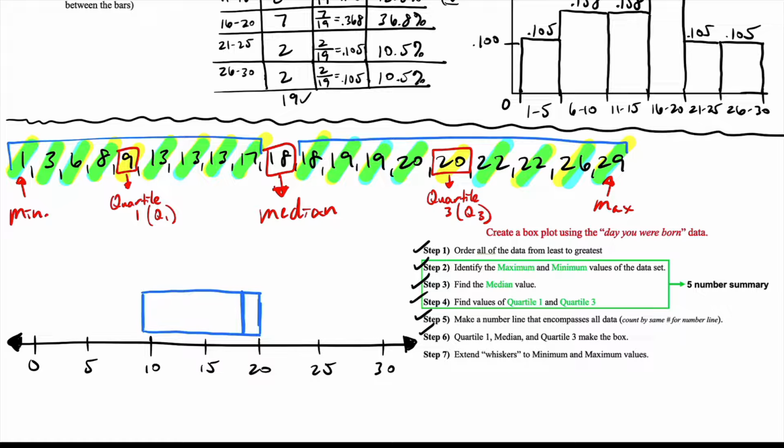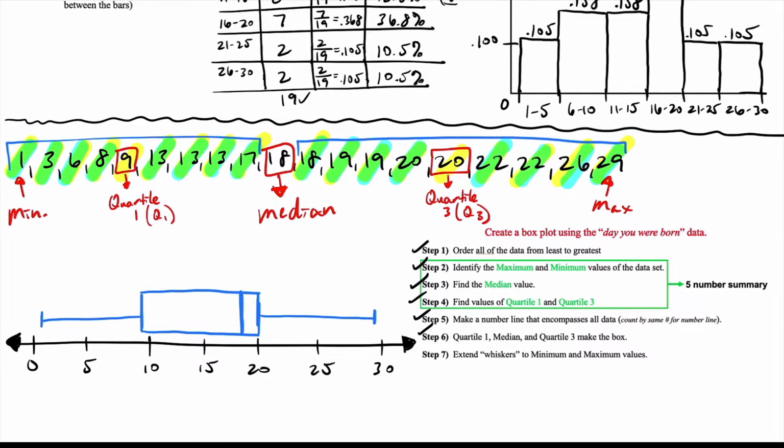Step 7, now the whiskers. The whiskers are going to extend to the minimum and the maximum. The minimum is at 1, so I'm going to make half a line, not a full line, at 1. And then at 29, I'm going to do the same thing, because these are the whiskers. This is not the box. They're like half tick marks. And then from the box, I'm going to draw a line. Okay, that's step 7.